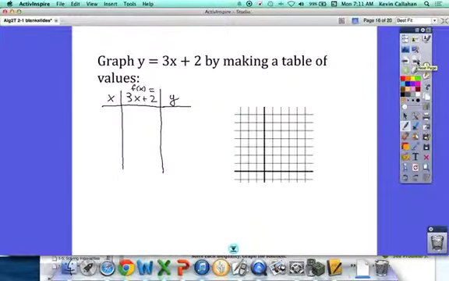Right. If I can graph this graph, y equals 3x plus 2, by making a table of values. And the point of this exercise is just to tell you, at the beginning of every chapter, we're studying a new kind of function, and we will probably be making a table of values in order to understand the shape of the graph.